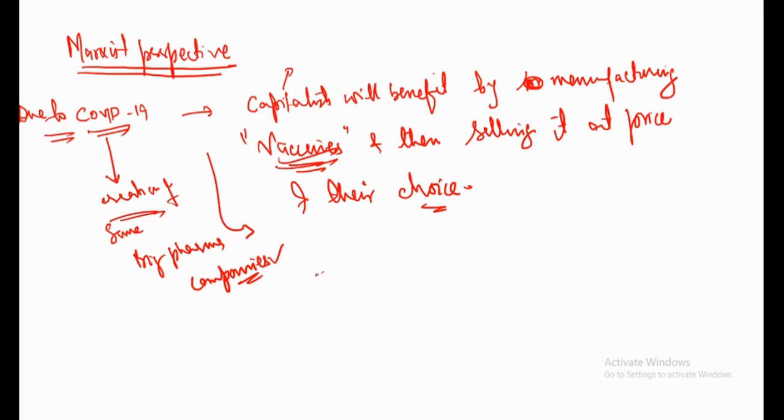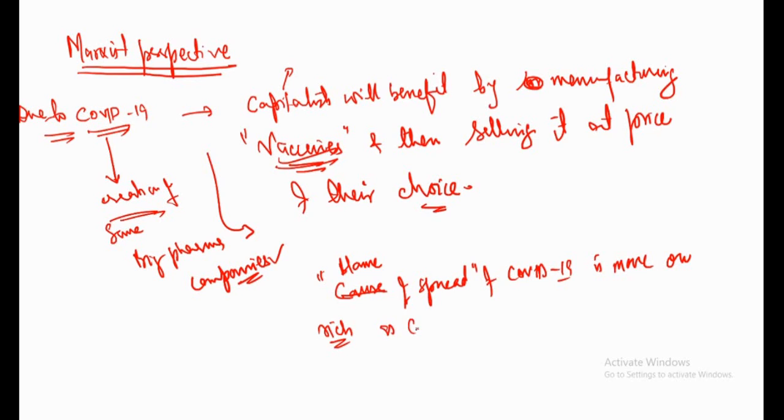Similarly, you can say that the cause of spread, or you can say that the blame of the spread of COVID-19 is more on the rich as compared to the poor. Why? The poor cannot afford traveling from one country to another.